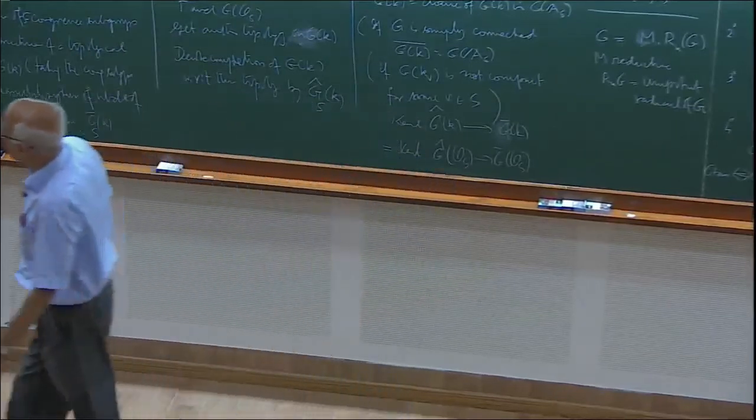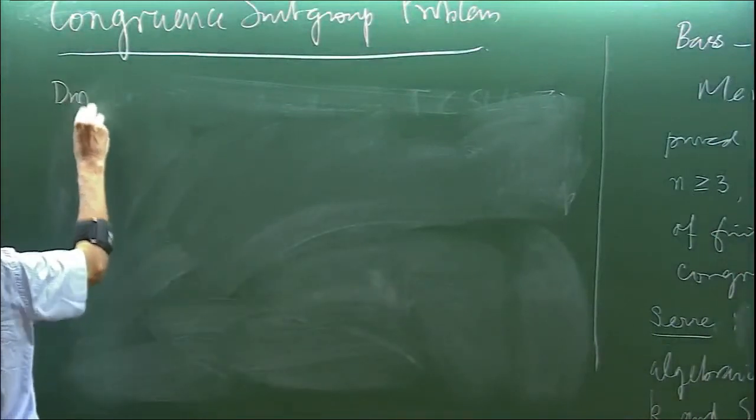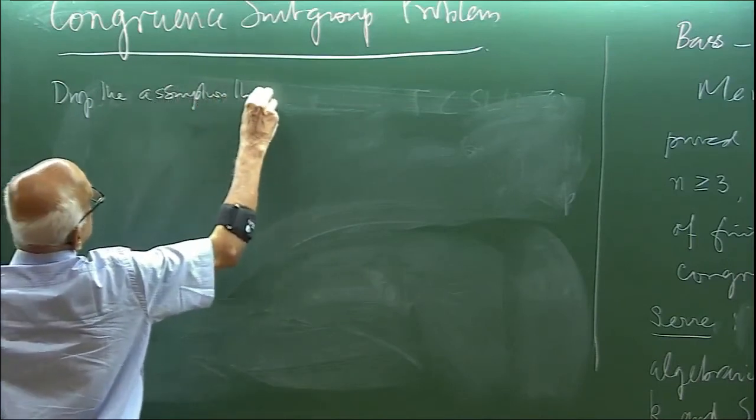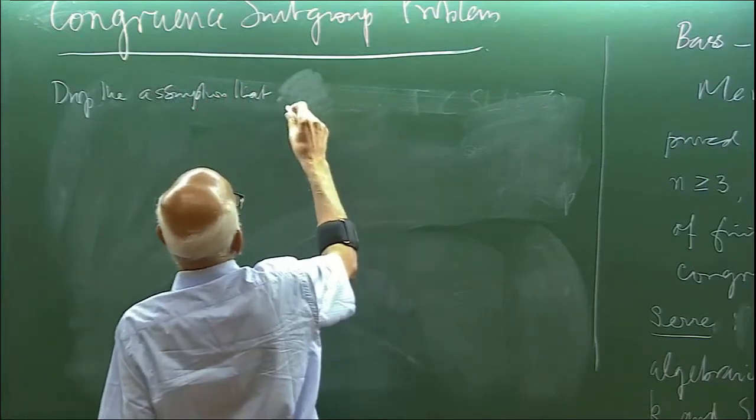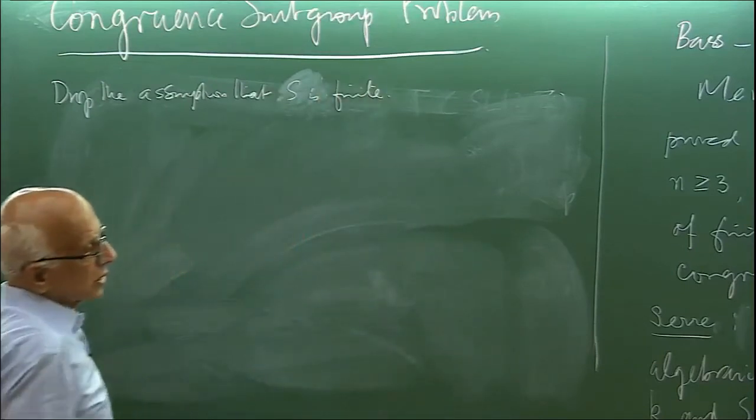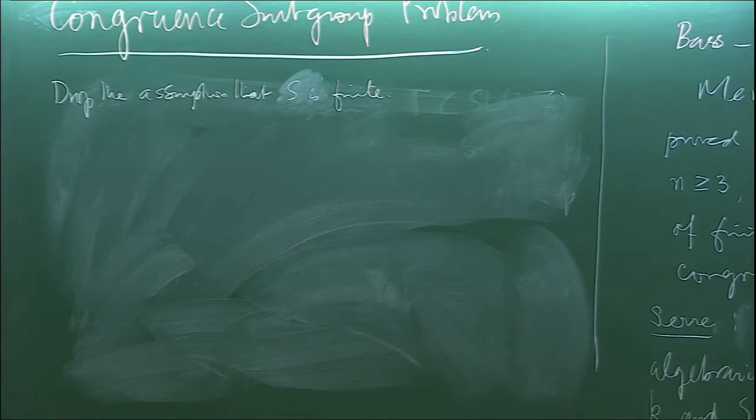Now, one can formulate this. So we drop the assumption that S is finite, and then the Serre conjecture still makes sense. If S is infinite, of course, you're happy because automatically the conditions specified there will be satisfied, except G should be isotropic at all places. There's one more condition which one has put down.